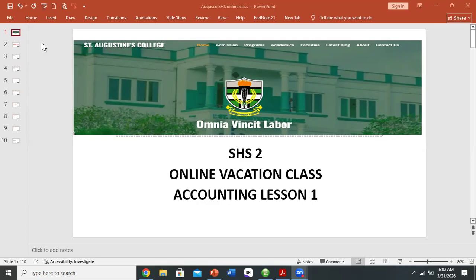In today's class, we are going to continue with the adjustment to the final account of a sole trader. You remember back in school when you were here, we discussed the final account of a sole trader, and we indicated that there are 3 main final accounts of a sole trader. 2 of them are accounts, and the third one is a financial statement.